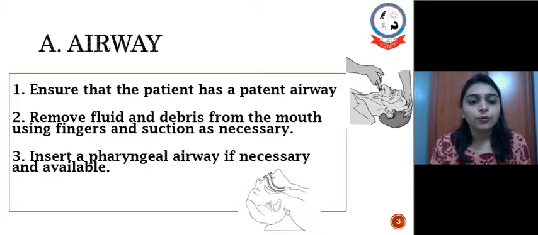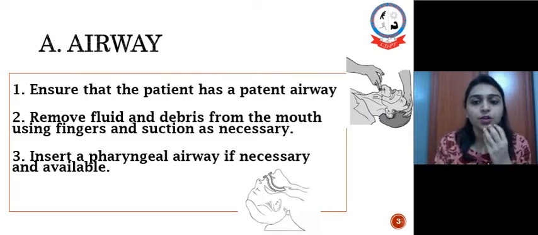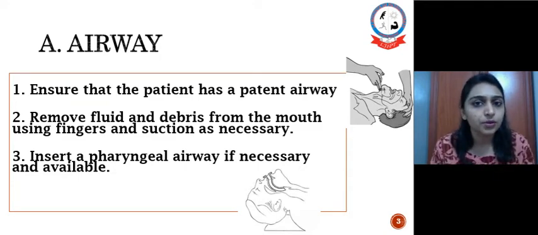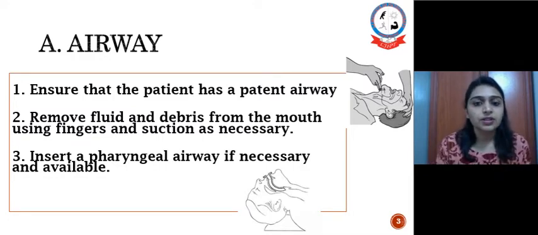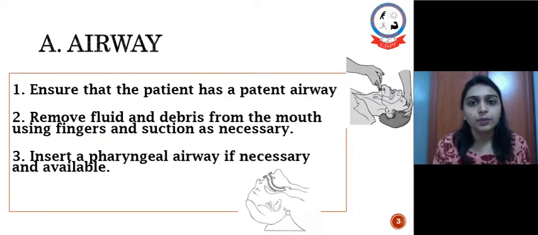We need to remove fluid and debris from the mouth using finger and suction as necessary. If we find anything in the mouth which may obstruct the airway, you need to remove it either by using a finger or using suction. Next, insert a pharyngeal airway if necessary and available. If we are in a hospital setup, with emergency care around, we can use a pharyngeal airway, which will help us to keep the airway patent.